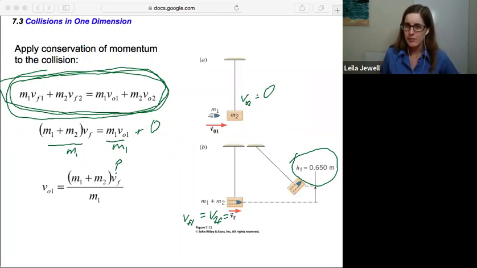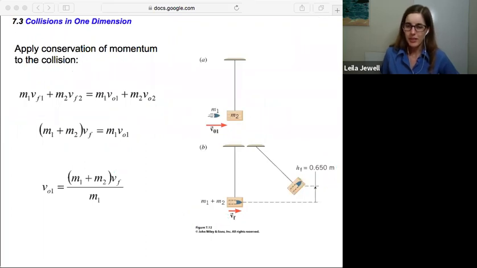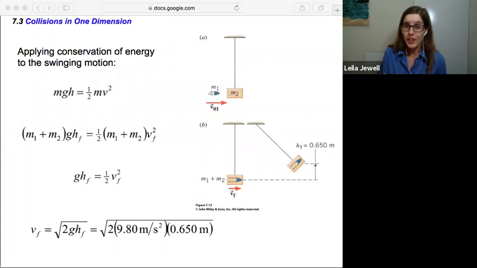can use. The trick here for the second part is we're going to apply the conservation of energy to the swinging motion, right? We're going to go from the bottom, where we have velocity, that's where the bullet and the block together have kinetic energy, and then it swings up to a maximum height where it briefly stops. So the kinetic energy goes to 0, and it all becomes what form of energy? It all becomes potential energy.